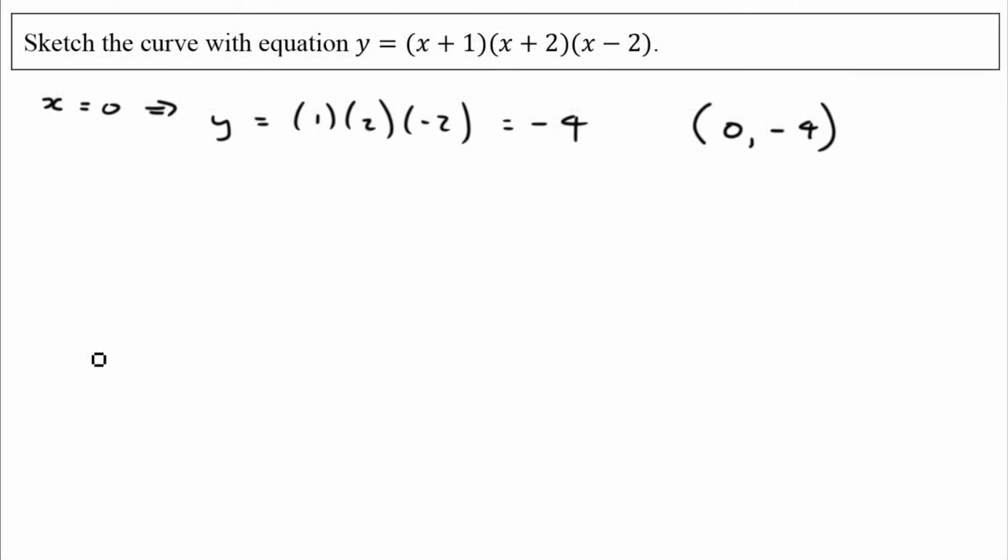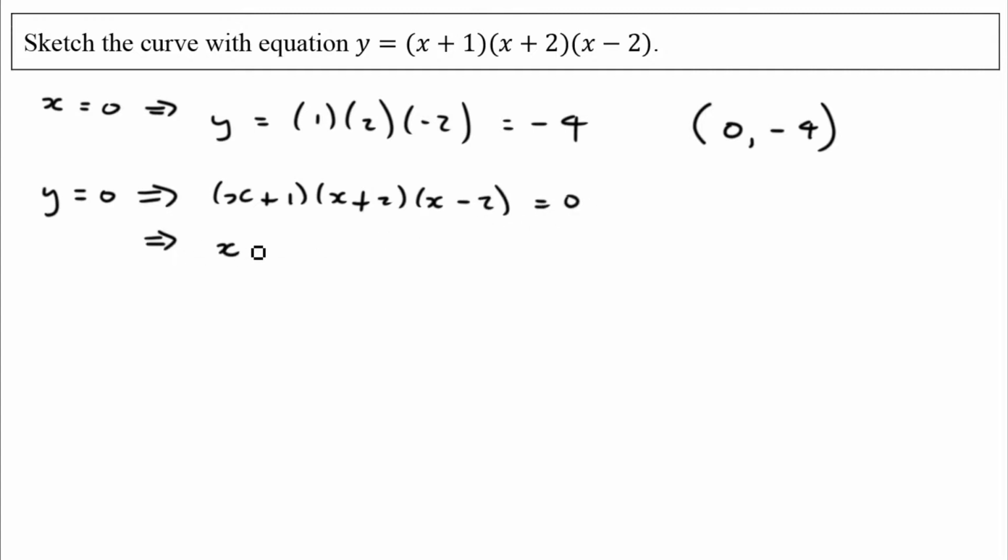To find the intersections with the x-axis, we need to put y equal to 0. If y is equal to 0, then that means that (x plus 1)(x plus 2)(x minus 2) is equal to 0, and so it's easy to see that either x is minus 1, or x is minus 2, or x is 2. So therefore we have these intersections with the x-axis: (negative 1, 0), (negative 2, 0), and (2, 0).